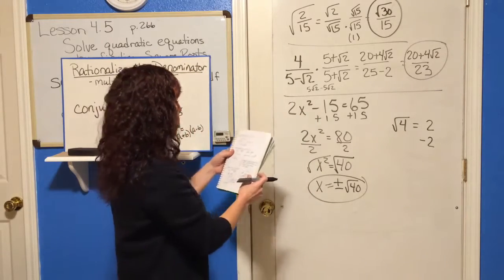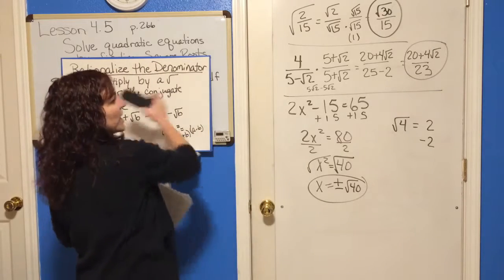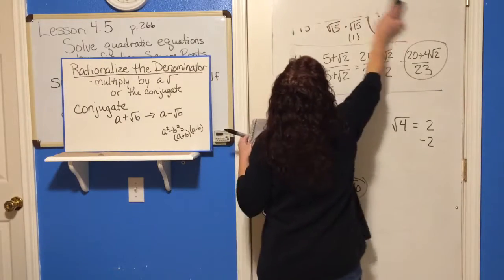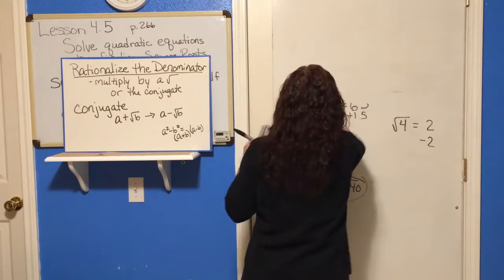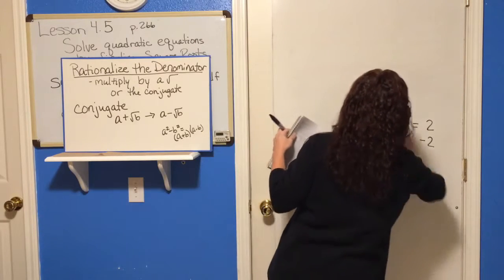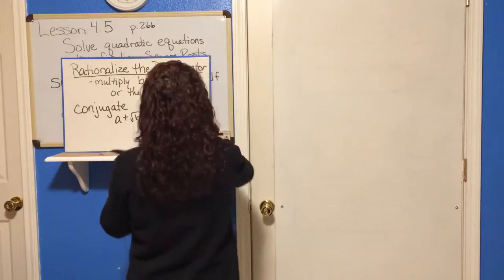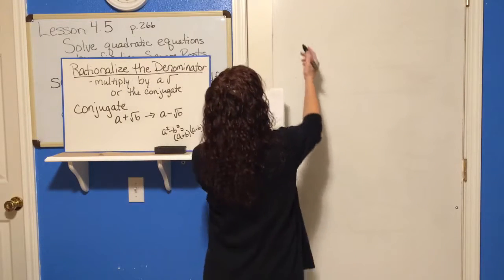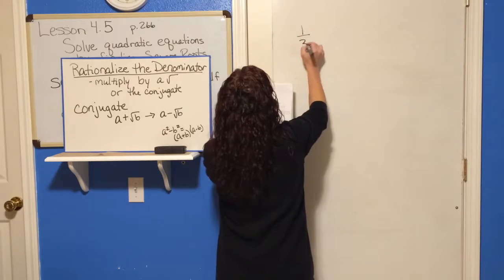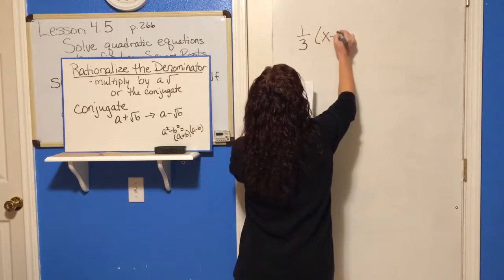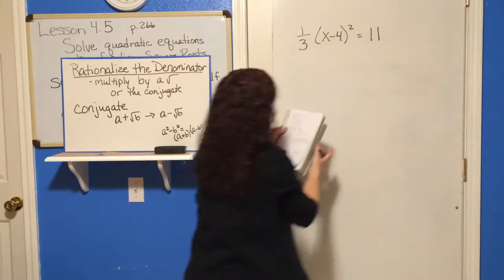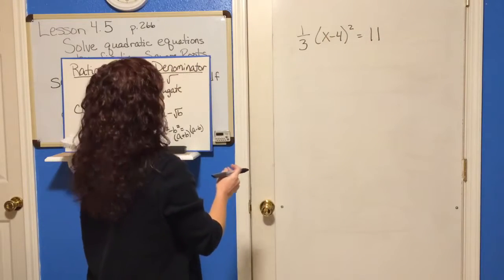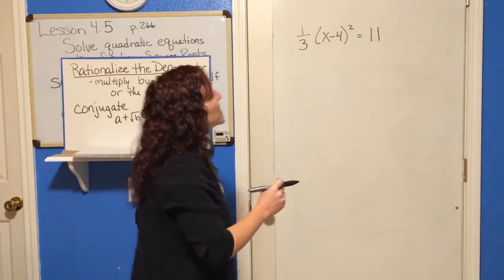Let's do one more, a little bit more complex, because you know I like to get a little bit harder and harder as we go. All right. The next one we have is 1/3 times the quantity x minus 4 squared equals 11. And we want to find out, well, what on earth is x?